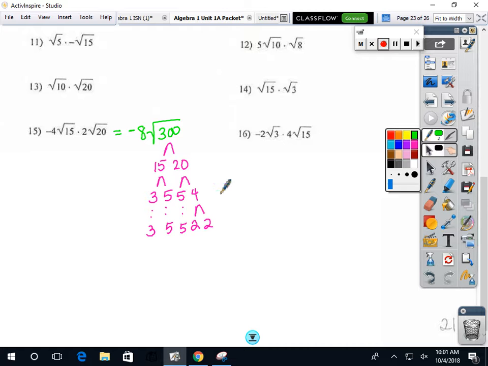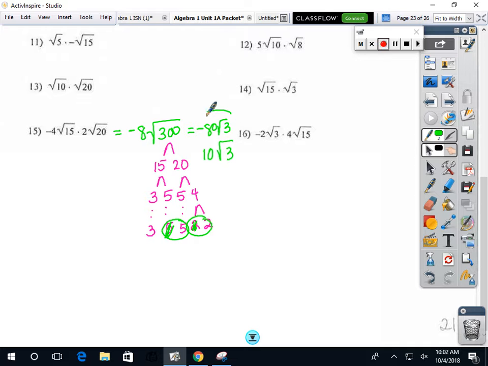Now we circle any pairs. We have 2 sets of 5, 2 sets of 2's. The only thing not circled was this 3. Kill 1 of each, kick 1 of each out, putting what on the outside? 10. But then don't forget about this negative 8 that will make the final answer right, negative 80 square roots of 3.